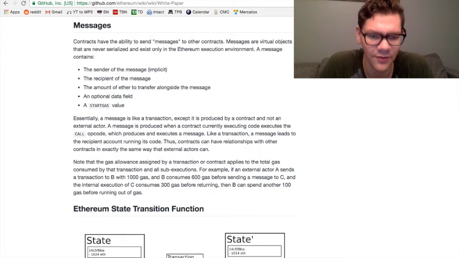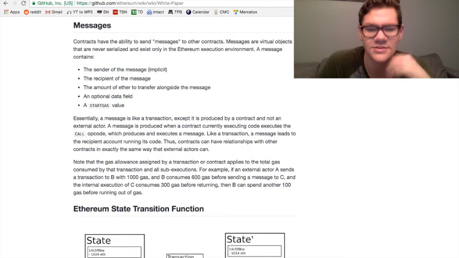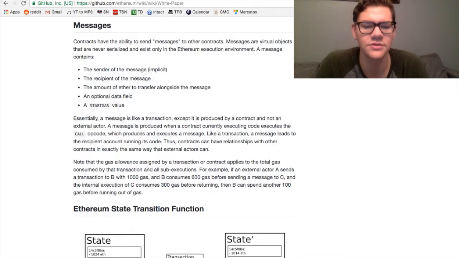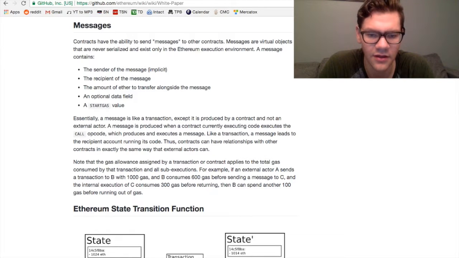Note that the gas allowance assigned by a transaction or contract applies to the total gas consumed by that transaction and all sub-executions. For example, if an external actor A sends a transaction to B with 1,000 gas, and B consumes 600 gas before sending a message to C, and the internal execution of C consumes 300 gas before returning, then B can spend another 100 gas before running out of gas.